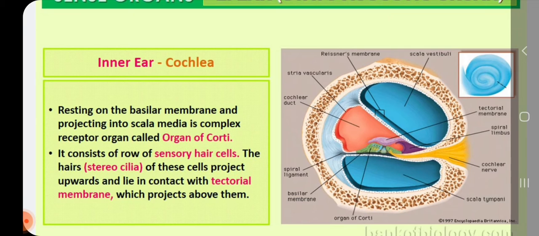Okay, at the base of the cochlea, the scala vestibuli is going to end at the oval window, and the scala tympani is going to terminate at the round window, which is opening to the middle ear. Then one more part of the inner ear is the organ of Corti. So this organ of Corti is a structure located on the basilar membrane.